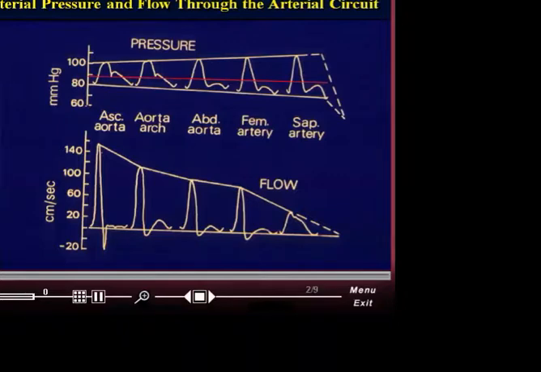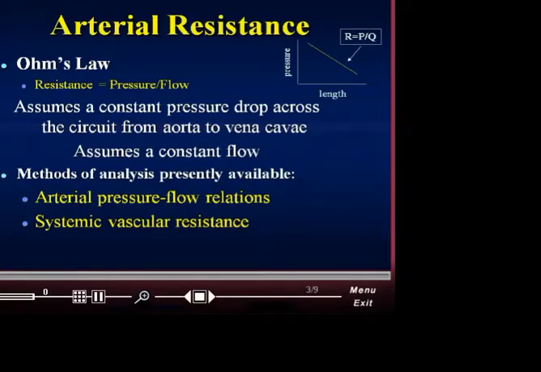The problem with vascular resistance is that we assume, by Ohm's law, that there is a constant pressure drop from the circuit, from the aorta to the vena cava, and that we assume a constant flow, and we look at the pressure-flow relationship, and we assume that, in fact, the slope of this line is resistance. This is in no way reality.